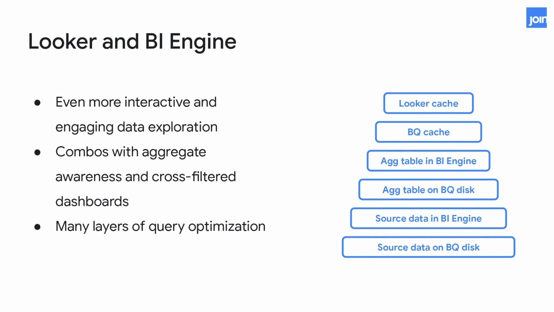And effectively, what you can get out of it are many layers of query optimization. In the diagram on the right, you can see how a query cascades through various layers to be accelerated, from the Looker cache, then into the BigQuery cache, into aggregate tables in BI Engine, to aggregate tables on BigQuery disk, into source data in BI Engine, and finally into source data on the BigQuery disk.